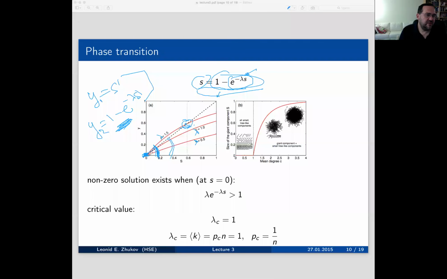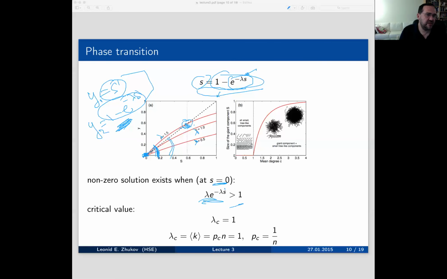Well, how do we find that? The angle is a derivative. We just need to take the derivative at the origin and see if it's greater than 1. Why 1? Because the derivative of the diagonal line is 1. So we take this expression and differentiate. The derivative is lambda e to the minus lambda s, and we compare it at s equal to 0 with 1. If it's greater than 1, there will be a non-zero solution. If it's less, there is no non-zero solution.